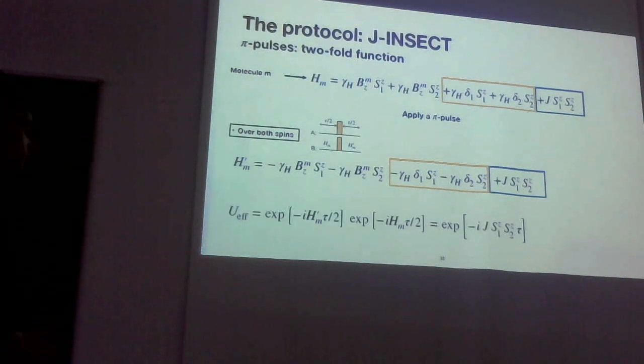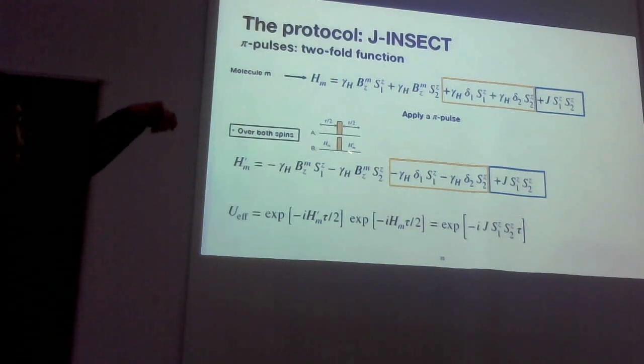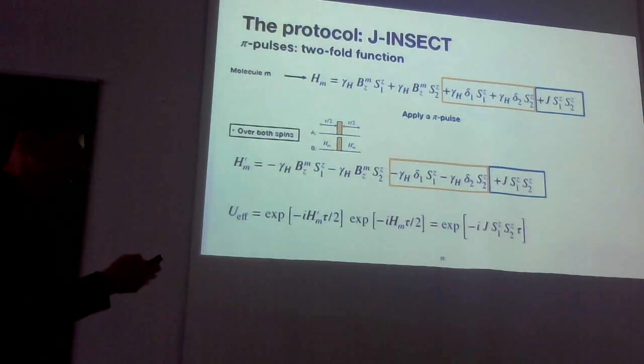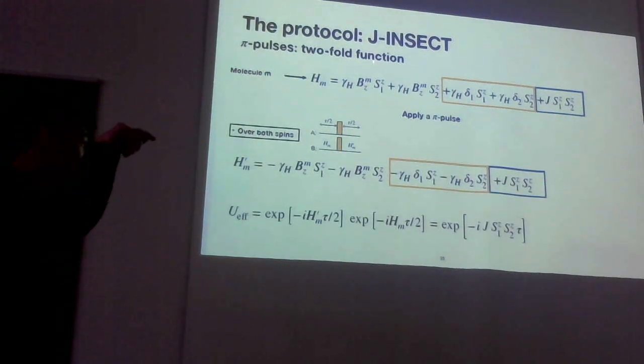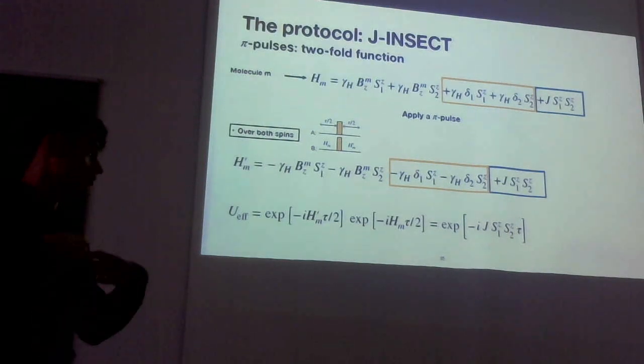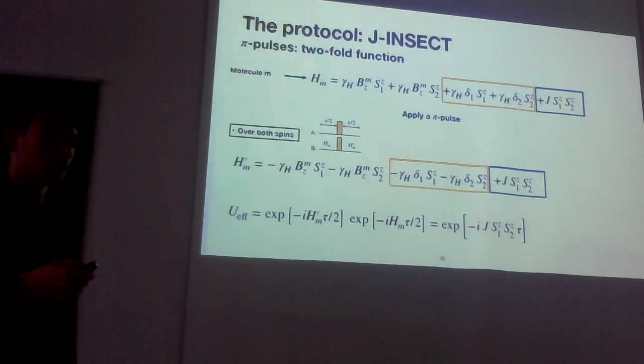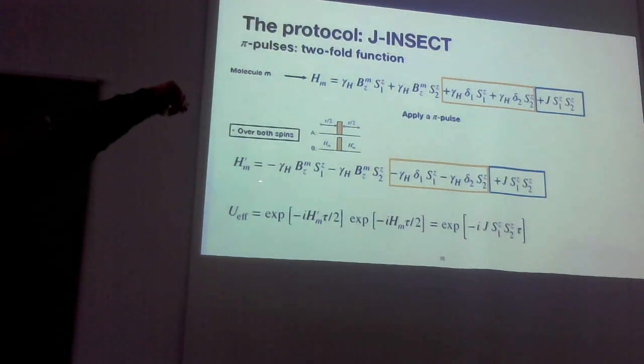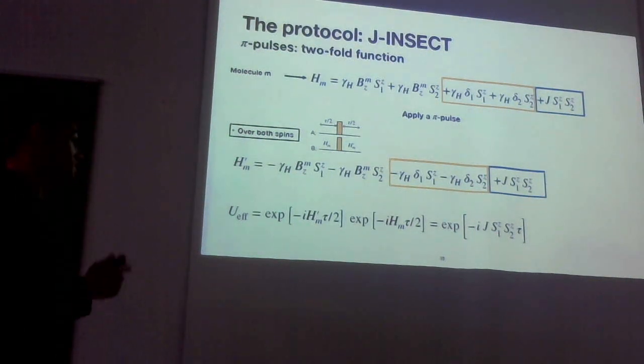Now, the effective propagator will be one and then the other propagator. So in the end, if you do the maths, you only keep the information about the J-coupling. So this is very useful. Why? Because if I apply a pi pulse over the hydrogen 1 and hydrogen 2, I know that in the end the evolution is driven by their interaction, their J-coupling interaction, while the other terms will be cancelled.